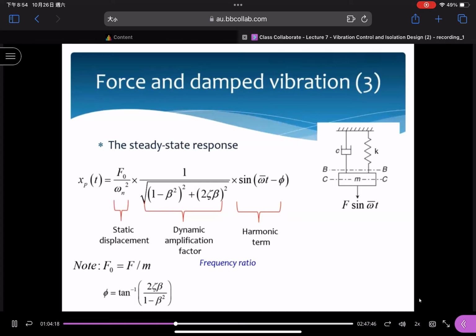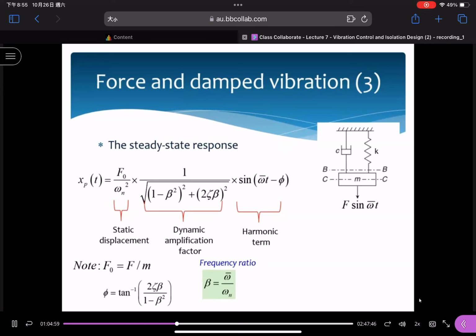And how about the lower part? The angular frequency, the natural frequency, correct? Any problem about the first part? Remember F naught is equal to F divided by M, or you may call it the force per unit mass. For the second part, this is what we call the dynamic amplification factor. When we refer to this one, there are two parameters. Zeta, you know what zeta is? The damping ratio. How about beta? Beta is the frequency ratio.